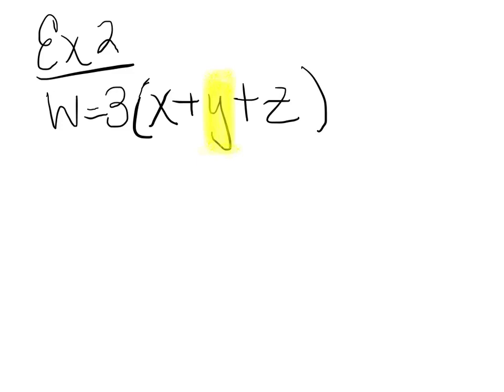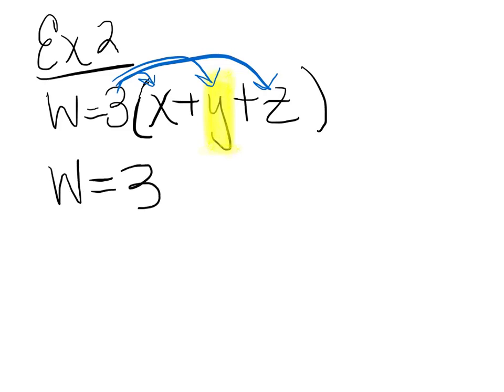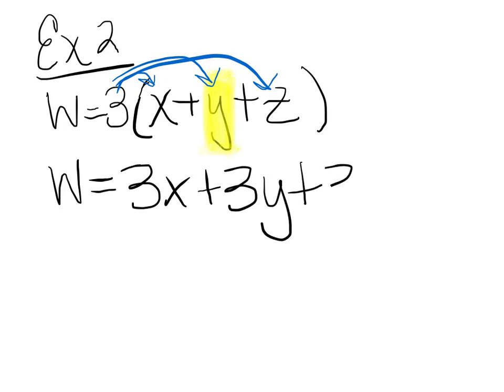Next example is 3, and in parentheses we have x plus y plus z. First thing we have to do is to distribute our 3. So we're going to go 3 times x, 3 times y, 3 times z. And in this one, we're solving for y. So we're going to have w equals 3x plus 3y plus 3z.